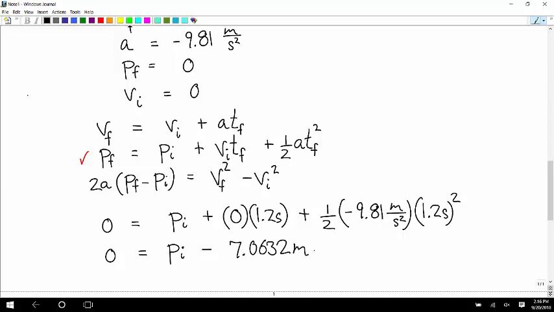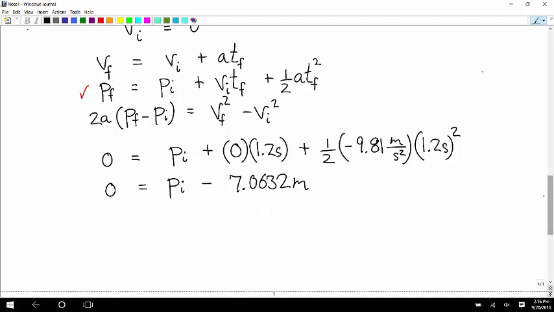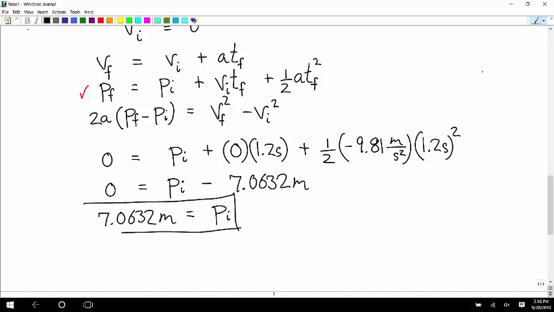7.0632 meters. Good job with the random significant figures. I like that in this class because it makes the chemistry people so frustrated. And so now move this over to the other side, and you have that 7.0632 meters is equal to the initial position. So the bridge is just over 7 meters high.